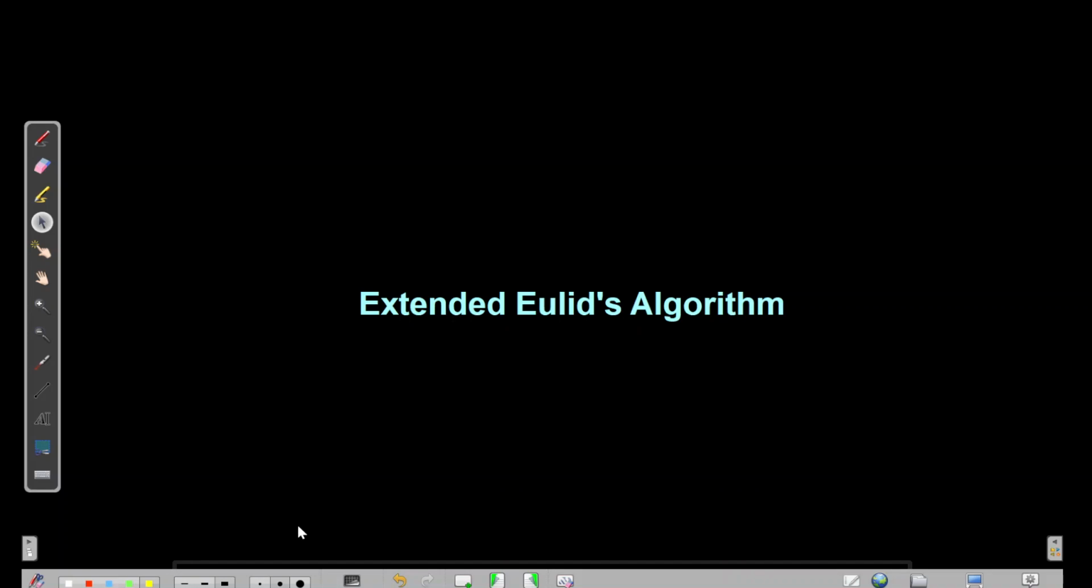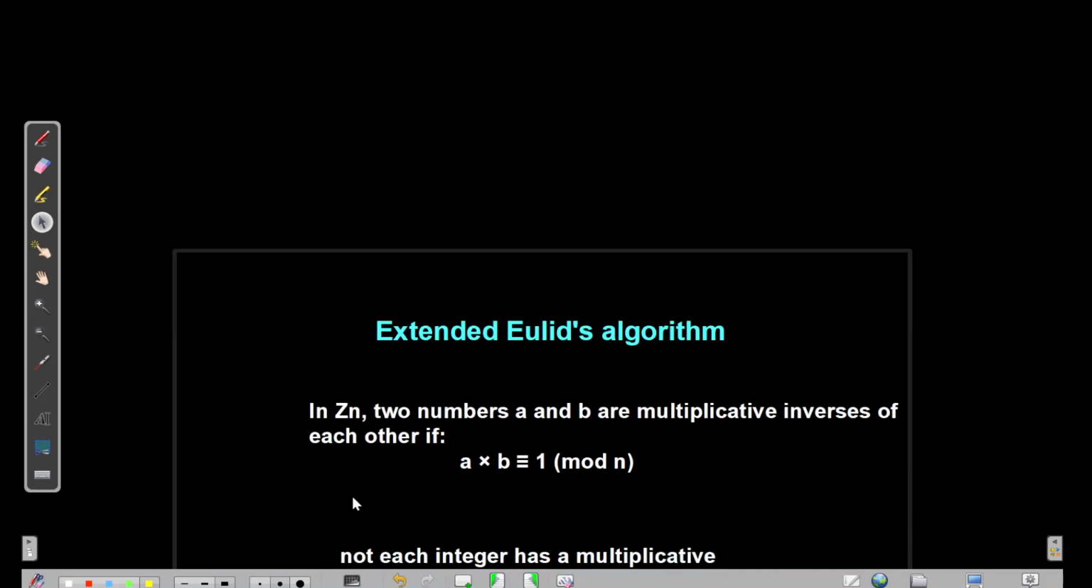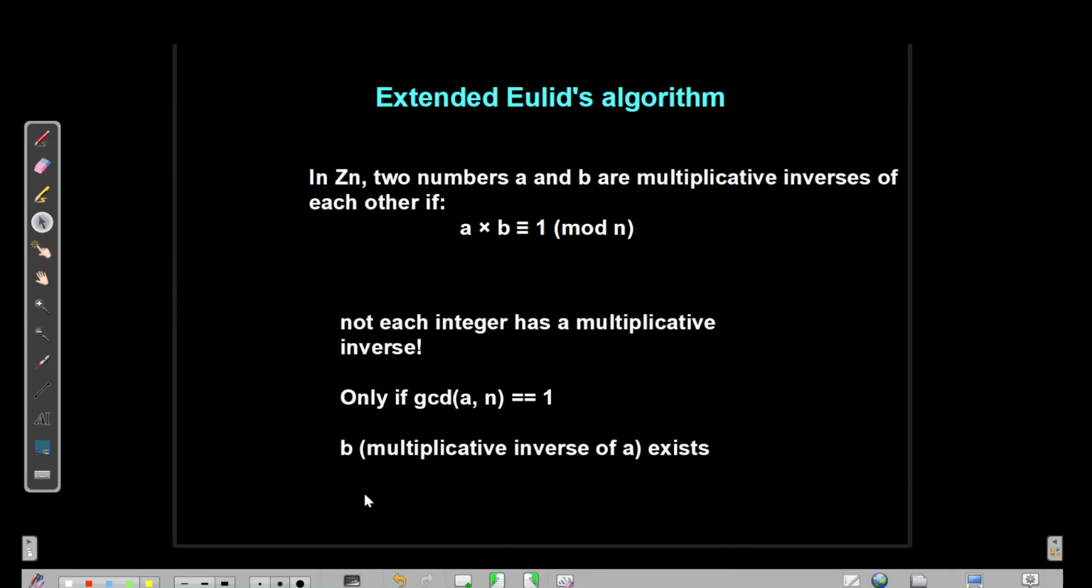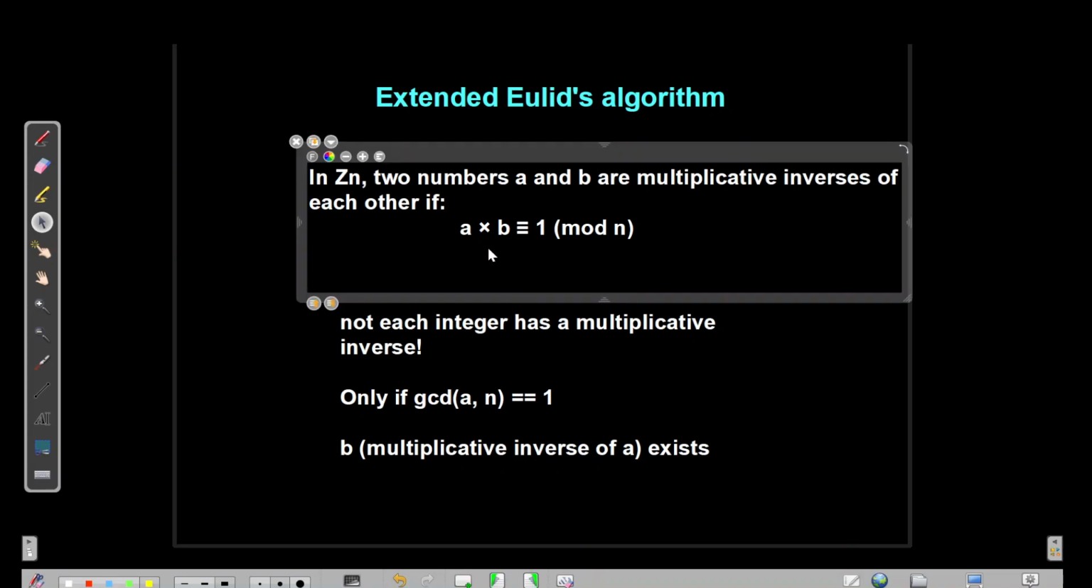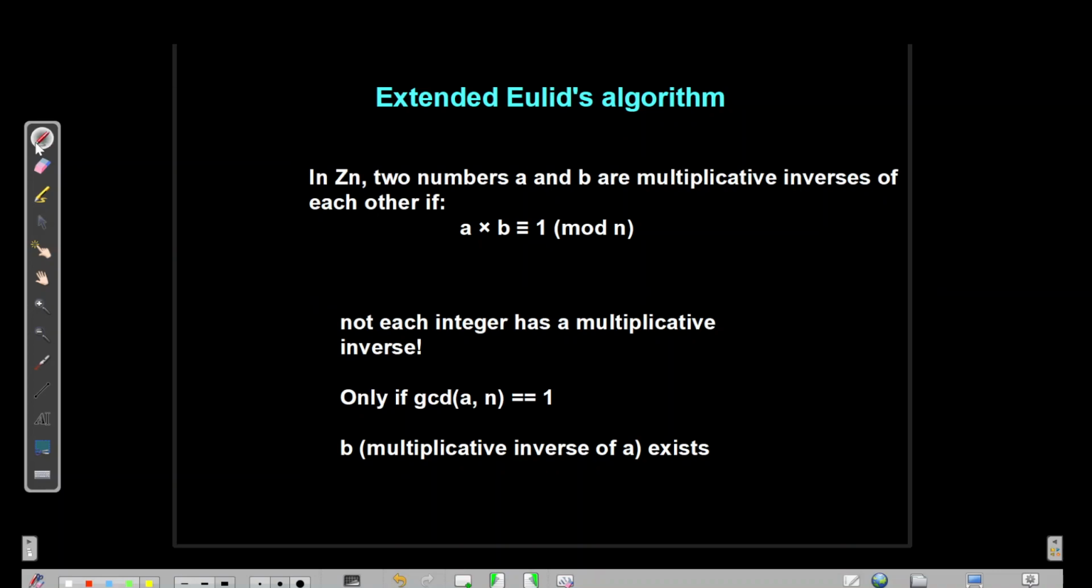Extended Euclid's algorithm. In Z10, the two numbers A and B are multiplicative inverses of each other if A times B is congruent to 1 mod n. In that case, A is said to be B inverse, or B is said to be A inverse, both in mod n. Not every integer has a multiplicative inverse.